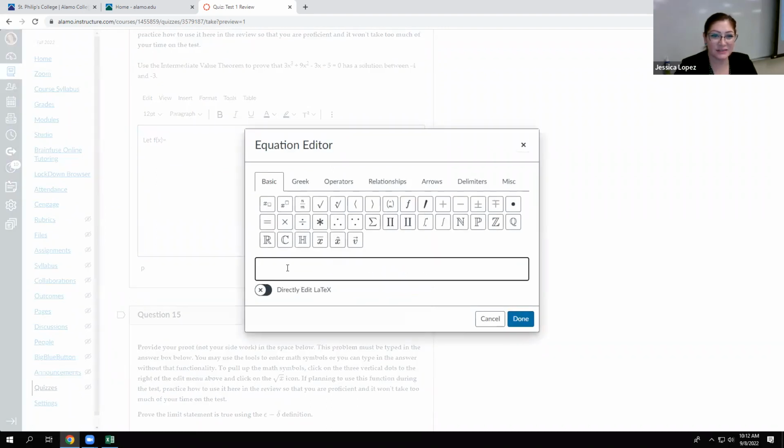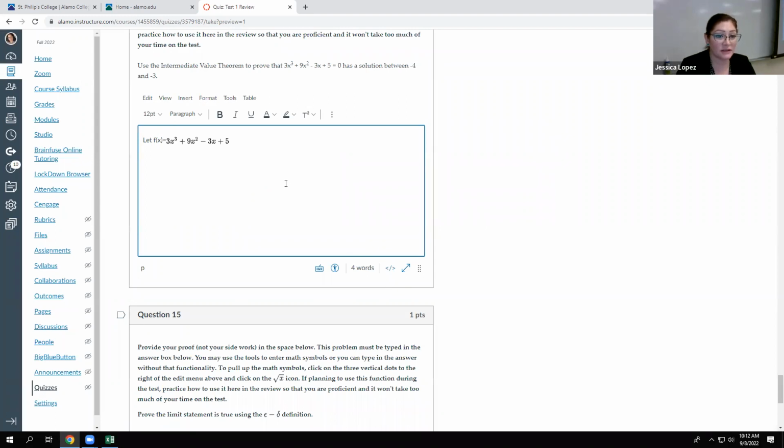Yay, there we go. So then I'm gonna enter 3x raised to the 3, plus 9x raised to the 2, minus 3x plus 5. So that's going to be my function. I said let f of x equal this, and let, they say k, but it really doesn't matter what letter you use. And what number is it going to be? What number is on the other side of the equal sign? 0. So my k is 0.